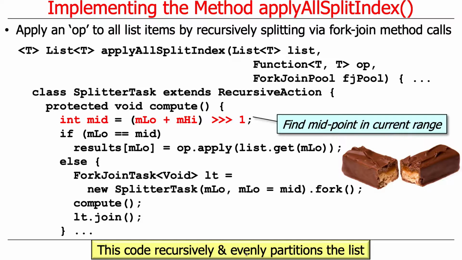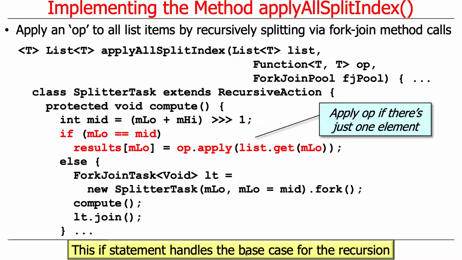half and efficiently in half. It evenly and efficiently and recursively partitions the list. The first thing we do here is we handle the base case. So this is the base case for the recursion. If mlow equals mid, we only have one element. And so in that case, we go ahead and we'll do the following.